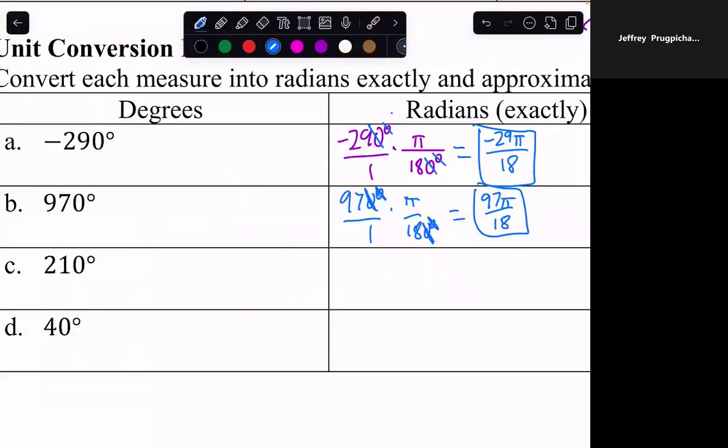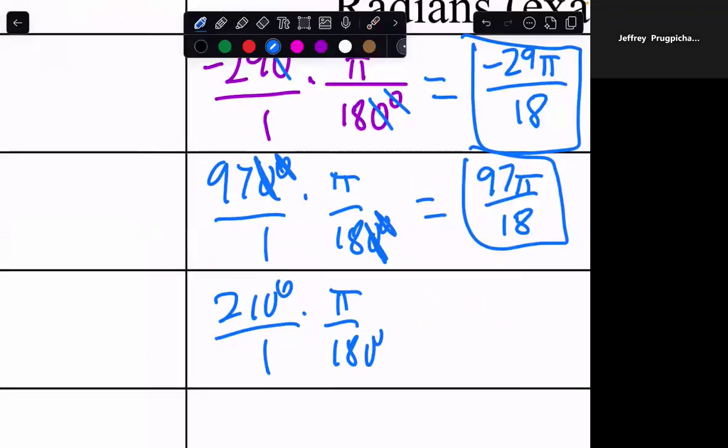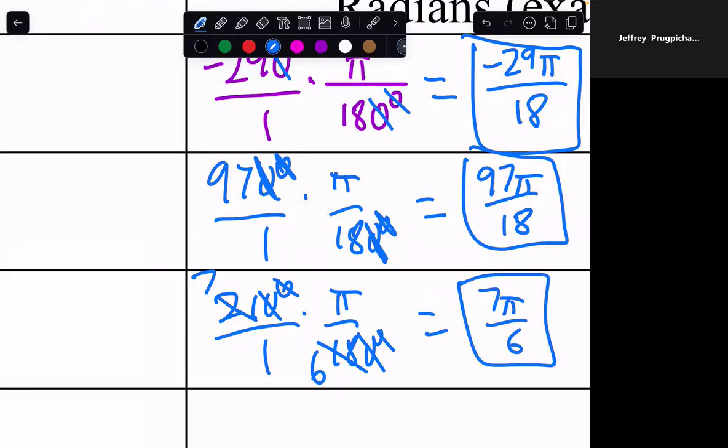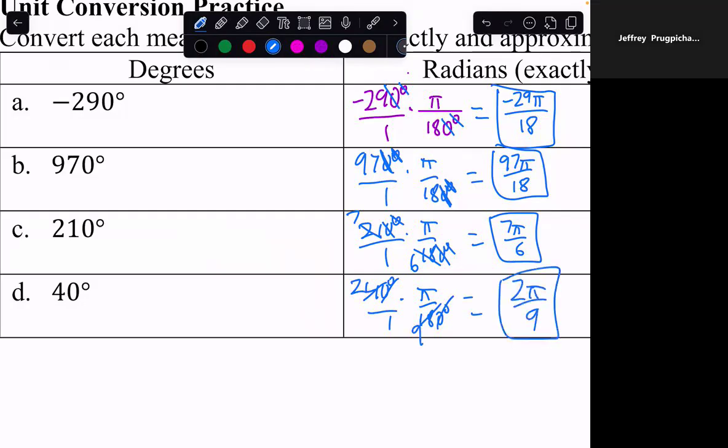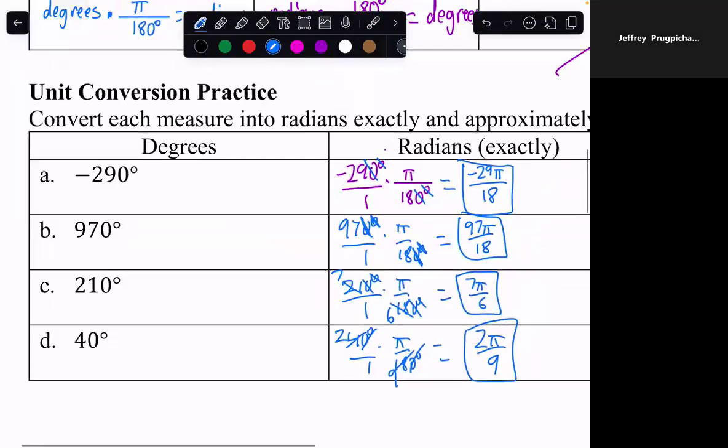Okay, how about 210 degrees? So this time we can not only reduce the degree signs and the 10, 21 and 18 can both be divided by 3. Okay, so 7 pi over 6. And then 40 degrees. 4 and 18 can both be divided by 2. So 2 pi over 9. Okay, so that's degrees to radians.